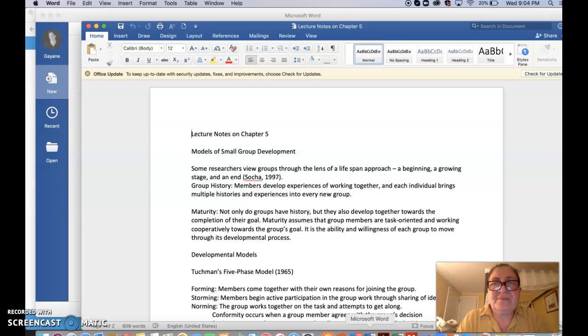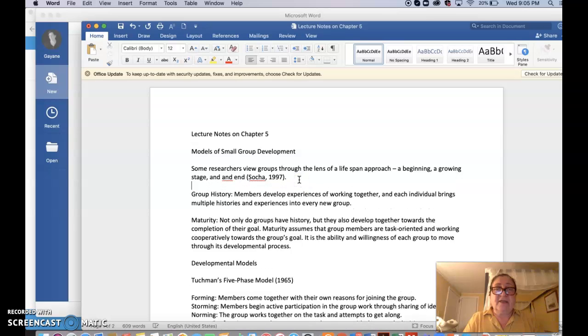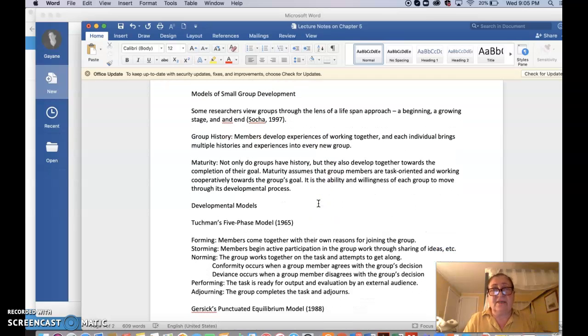Hi, these are some notes on chapter 5 that discusses models of small group development. Researchers are often looking at the development of small groups and their work through a lifespan approach. That means that groups develop from a beginning through a growing stage, and they come to an end like any living being. In this lifespan process, it is natural that groups would have a history.